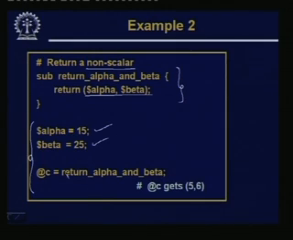Here alpha and beta will be treated as global variables again, because these are defined outside the definition of the subroutine before this function is called. So, it will be returning alpha and beta, which means 15 and 25. So, this list will be assigned to an array C. So, C will finally be a list with two elements, the first element will be 15, the second element will be 25.